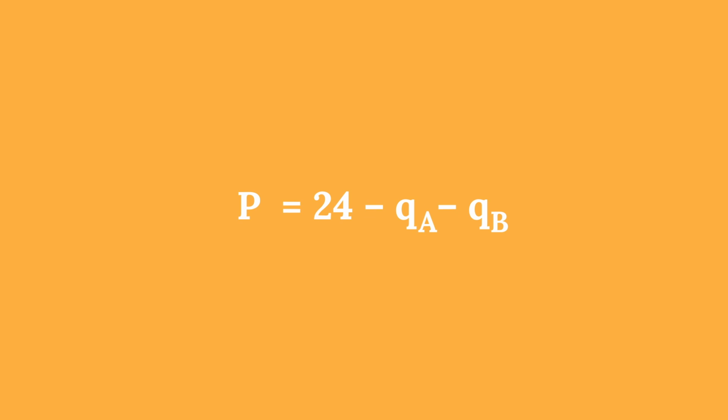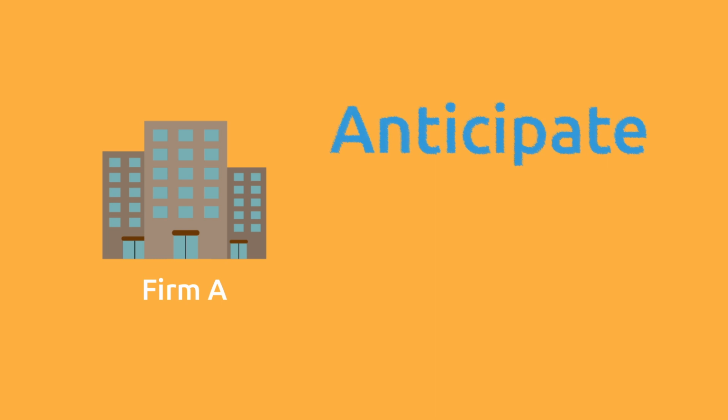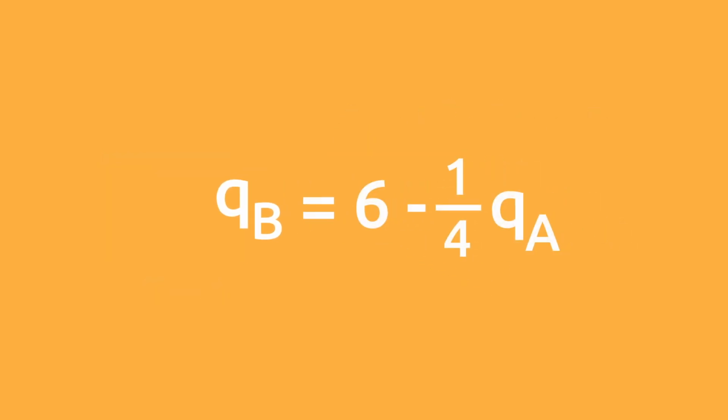P equals 24 minus QA minus QB. In the price equation, QA and QB represent the level of output by the two firms. From the point of view of firm A, QA is the output that it would choose. But how about QB? As firm A can anticipate the output level of firm B, it knows what QB will be. So, what is QB? It will be QB equals 6 minus 1/4 times QA.